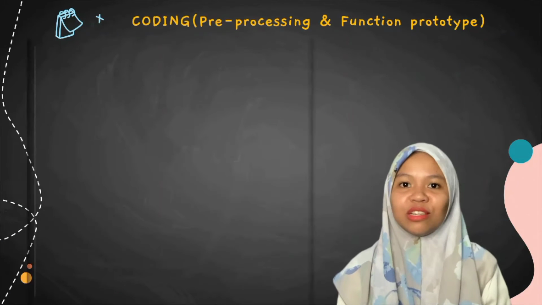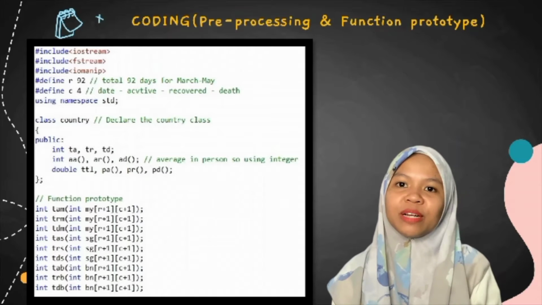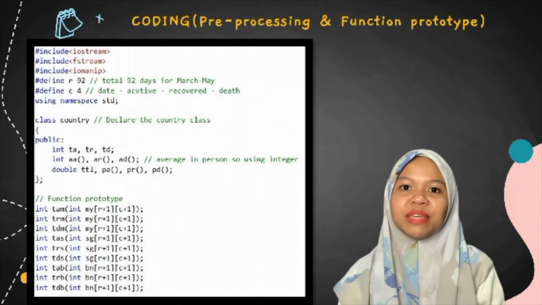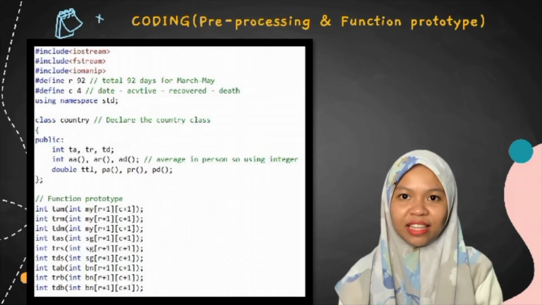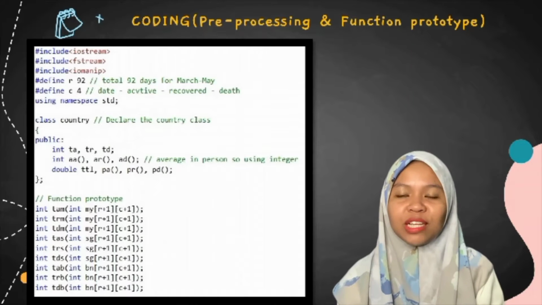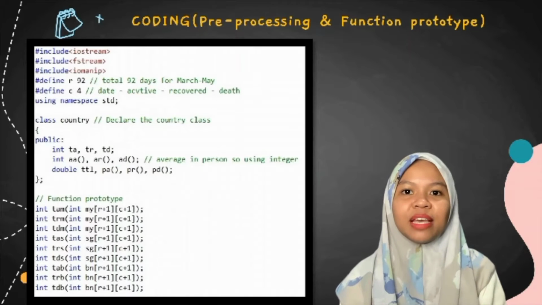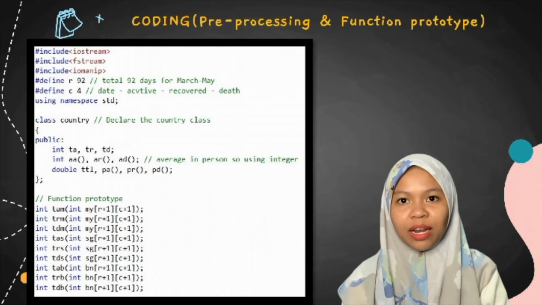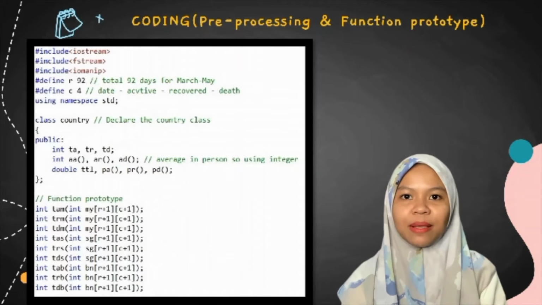Next, I will continue to explain the upper part of our programming codes. The first line of our coding, #include iostream, is a compiler preprocessor directive which tells the compiler to include a header file named iostream. The header file iostream is needed to support the console input and output in C++.